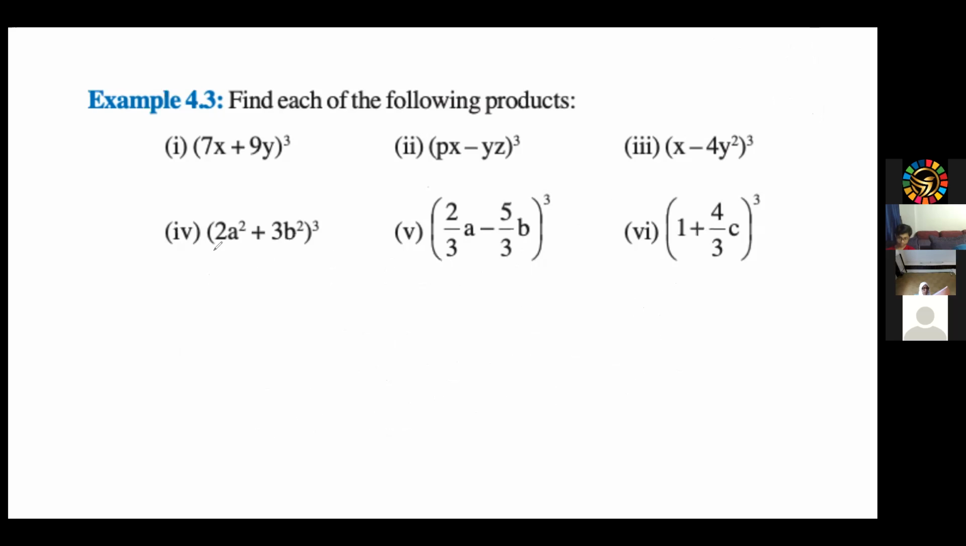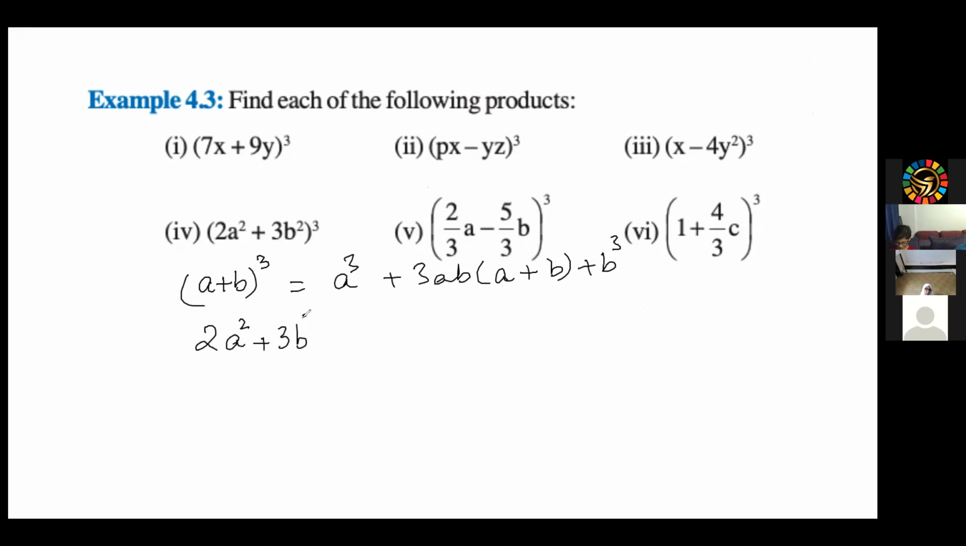Now the next is 2a square plus 3b square. Okay, now Farhana, you help me out. I'm just writing the formula first. Now what will I write? You give me the steps. This is your a cube plus 3ab into a plus b cube. This is your formula, okay? Now 2a square plus 3b square whole cube is equal to, what will be my first term, Farhana?